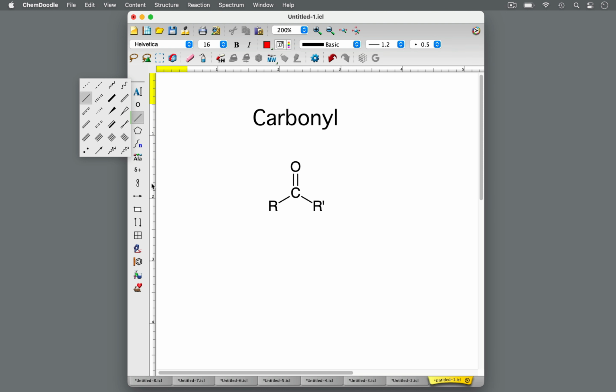A carbonyl group consists of a carbon atom connected to an oxygen atom with a double bond. The carbon has a partial positive charge, while the oxygen has a partial negative charge, making the carbonyl group polar. The carbon is also an excellent electrophile, so carbonyl groups typically undergo nucleophilic addition and substitution reactions. Let's learn more about carbonyl-containing functional groups.